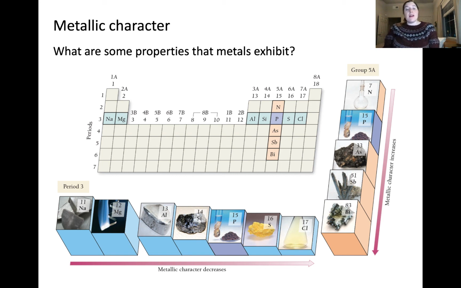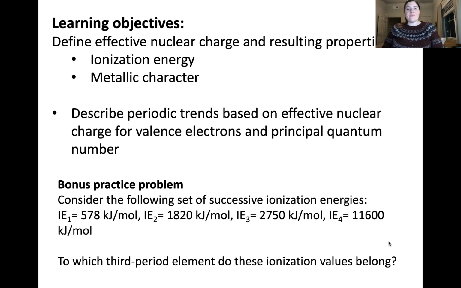So again, to summarize, as we move down a column, the metallic character increases, and the reason for this is because the ionization energy decreases, connected to the trend we just talked about, and as we move from the left to the right of a row, the metallic character decreases, and the reason for this is because the ionization energy increases. So you can think of them as being the opposite of one another.